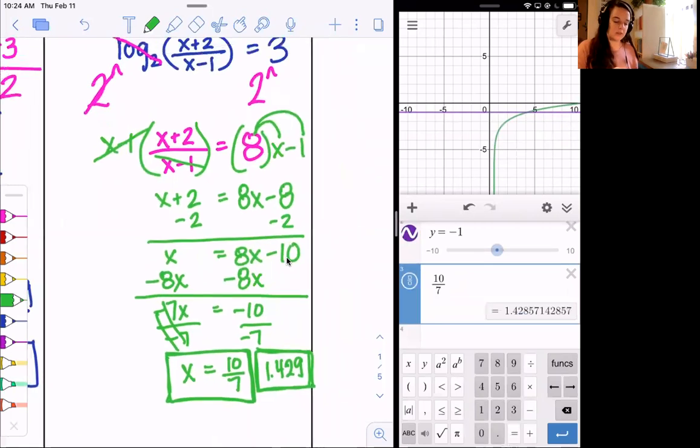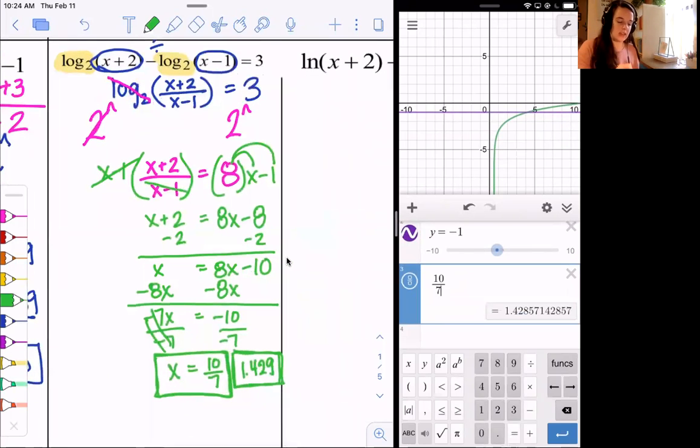Can someone lead me through how would I check, knowing that this was my original equation here? How would I check this in the calculator? What would I do?